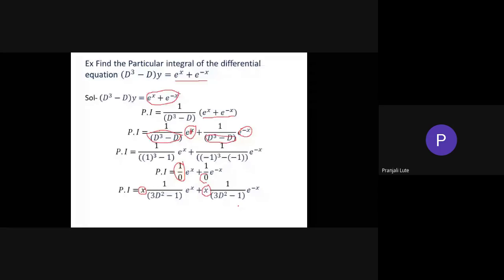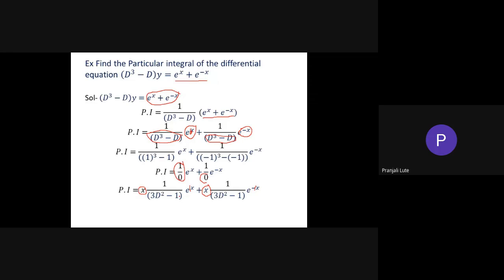So again apply the same case. Here a is 1 and here a is minus 1. So replace D by 1 and replace D by minus 1. So here x, replace D by 1: 3 into 1 square minus 1, plus x, replace D by minus 1: 3 into minus 1 square minus 1. Here 3 minus 1 is 2, here 3 minus 1 is 2. So x by 2 taking common: x by 2 into e to the power x plus e to the power minus x.